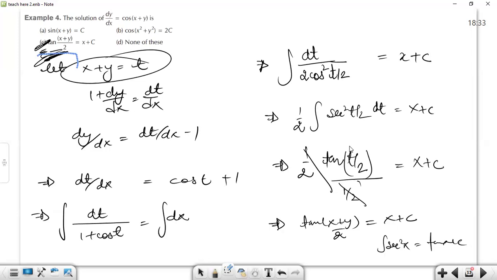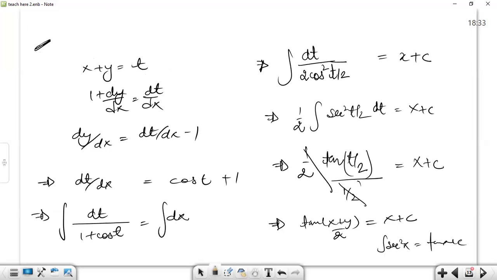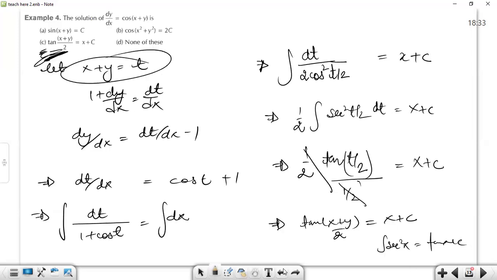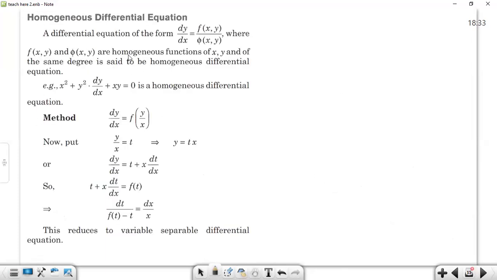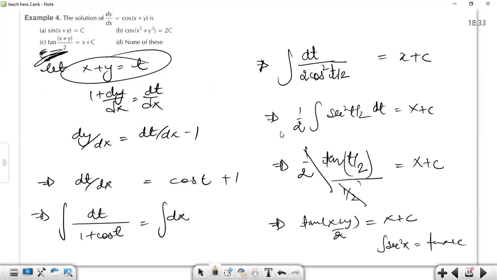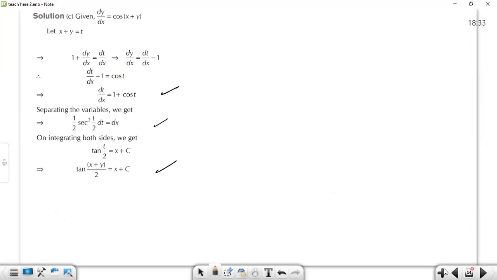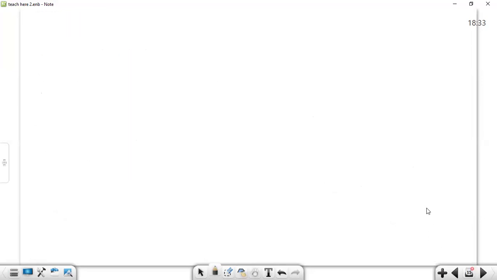Great. So let's move ahead. The solution is also like this. Homogeneous differential equation. Okay, I feel like we should solve more questions of the variable separation method. Okay, sir.